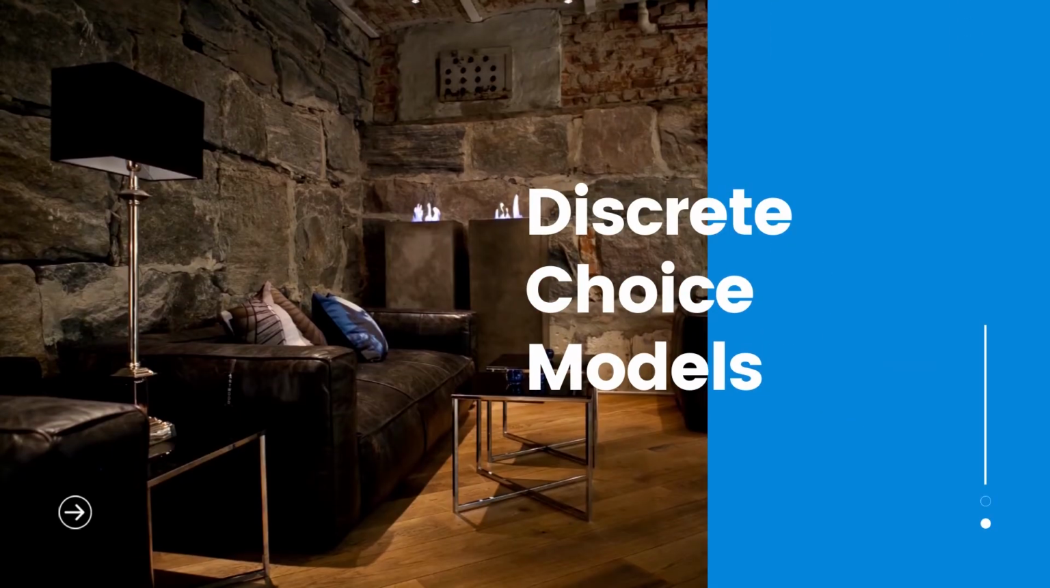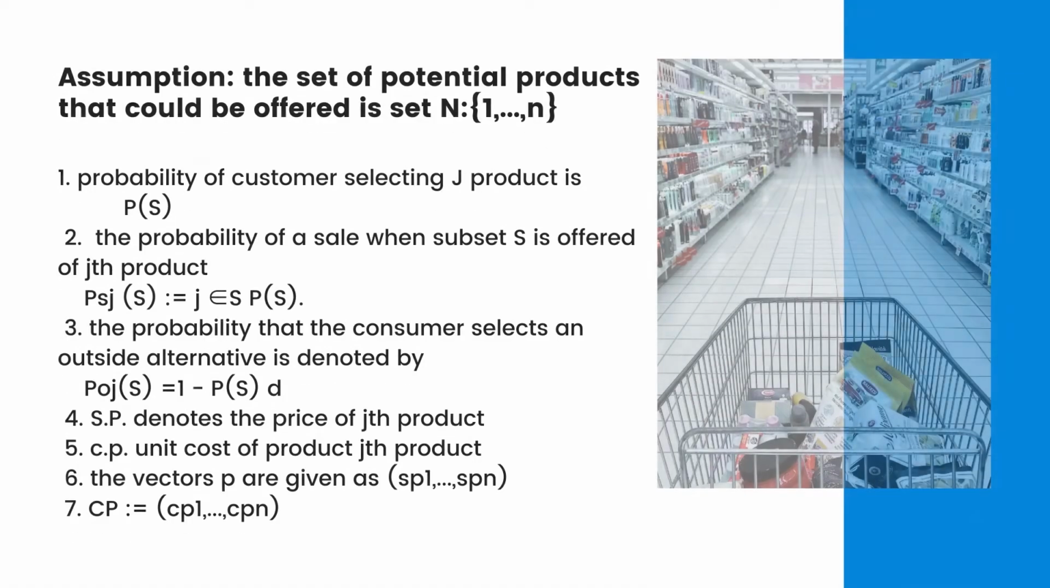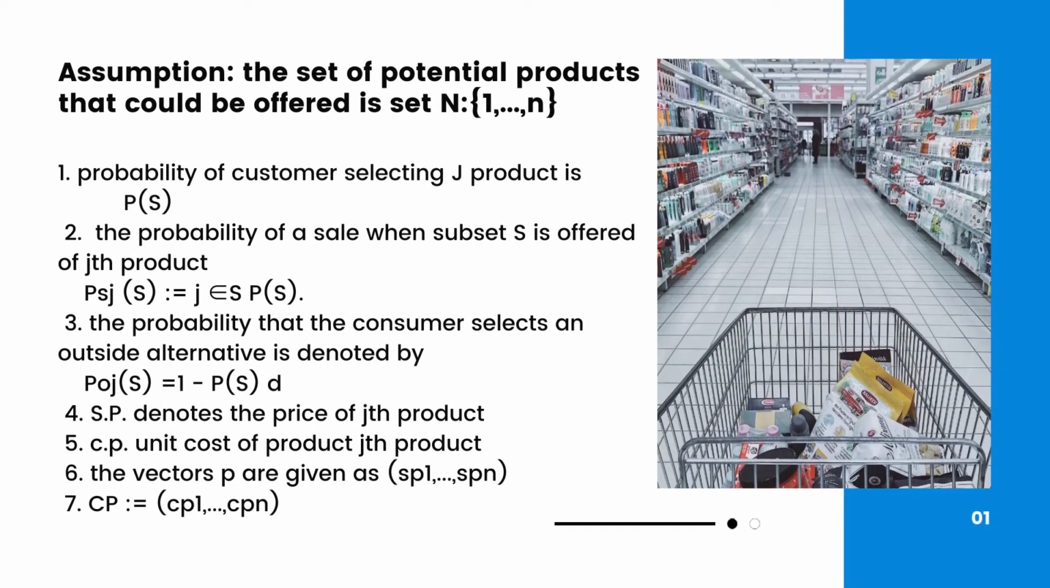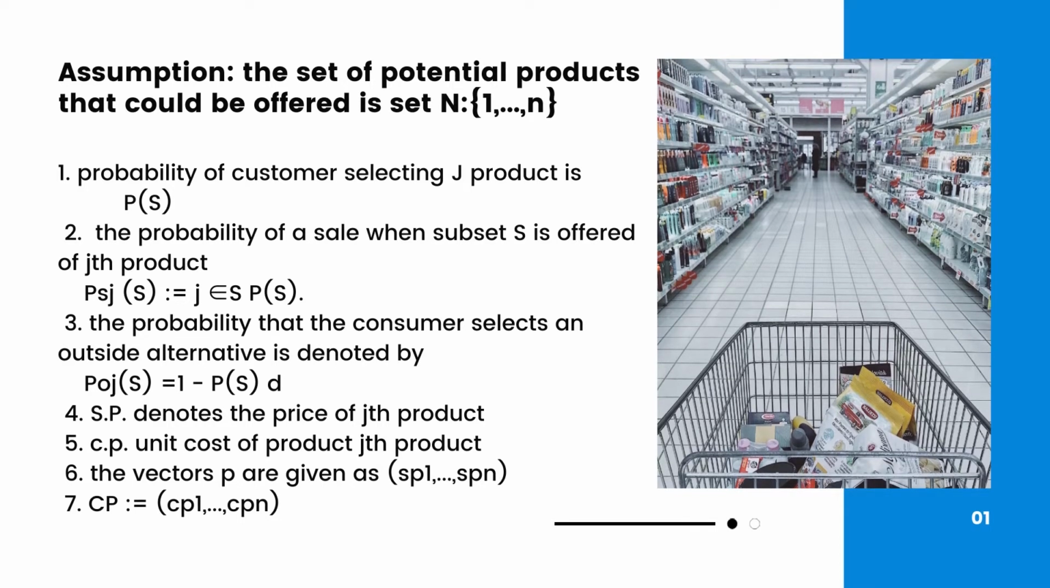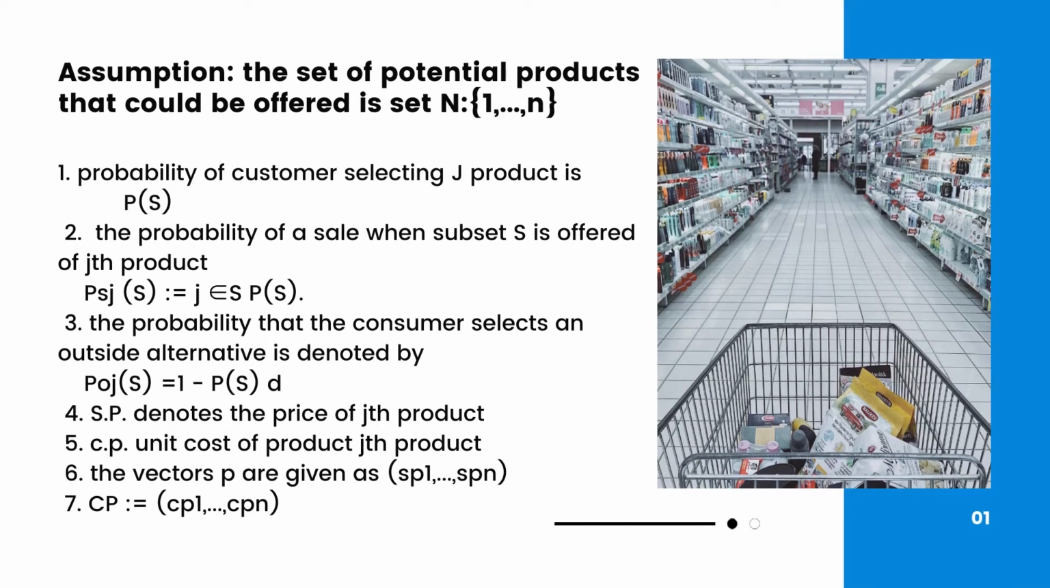Discrete choice models. We will assume that the set of potential products that could be offered is given by the set N, which contains the products 1, 2, 3, 4 up to N. Here are some values that we will require for the optimization process. First is the probability of the consumer selecting the jth product, which is denoted by P_j(S). Second is the probability of the sale when the subset S is offered of the jth product, which is given by PS_j(S). Here the first one is selecting the product and the second one is the sale taking place.